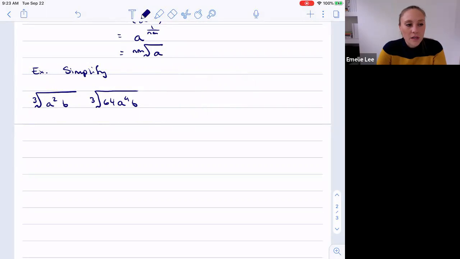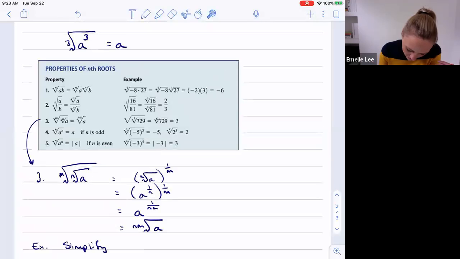Where do we want to start? Well, one thing we can start with is we can rewrite this all under the third root, right? Because from this first property, basically what I've got going on is the right-hand side, and I want to move it to the left-hand side so it's all under the same third root.